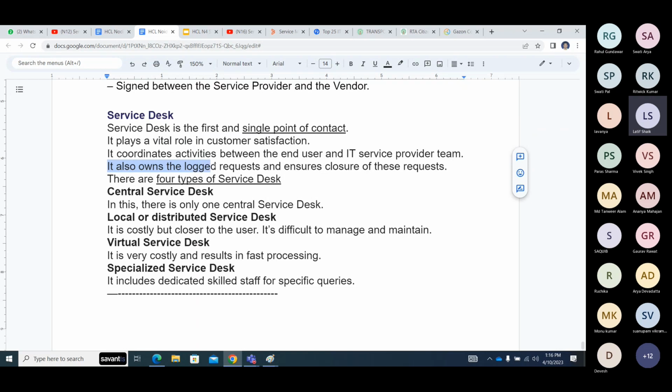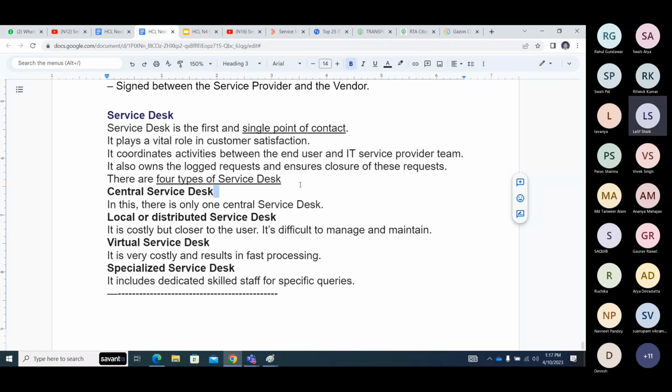It logs requests and ensures the closure of the request. This is a little difficult, okay? What requests come to the service desk? Those logs will be there. Closure means the issues the service desk resolved: the issue came, was completed, and was closed. So the entire information is stored at the service desk.